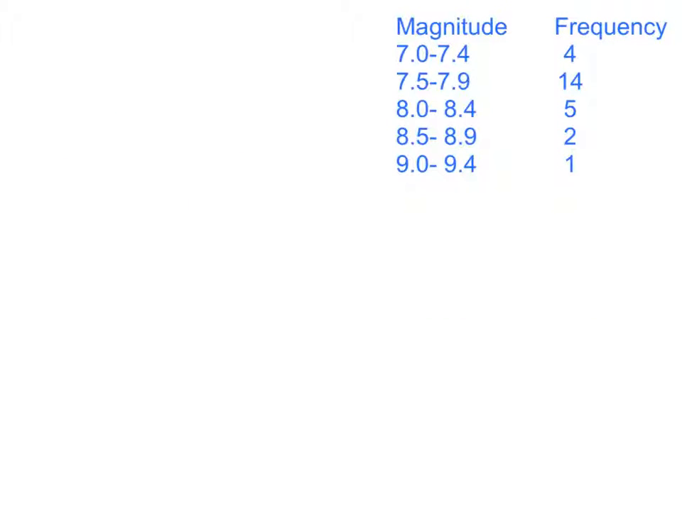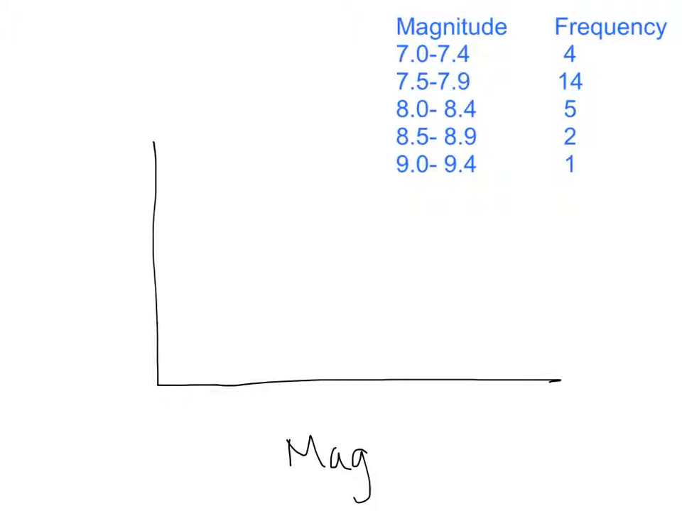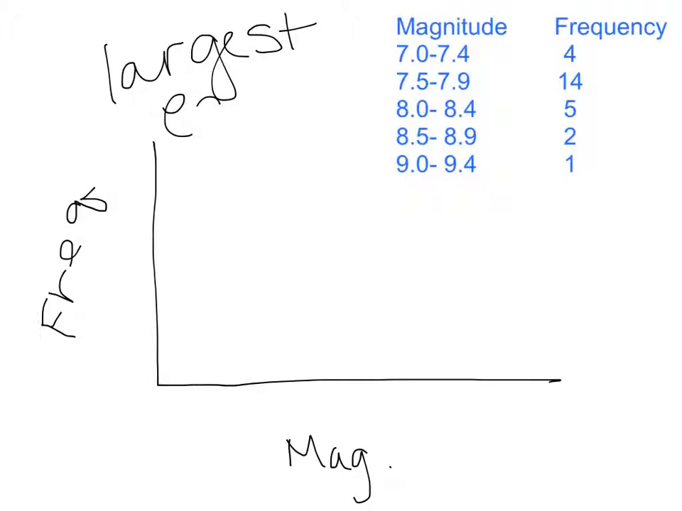So let's look at this example here. We're going to draw our axis. Across the bottom would be the magnitude, and across the side would be the frequency. And we would title this Largest Earthquakes. So as you can see, there's kind of a range of numbers here for the magnitude versus just regular numbers. So at the bottom, we need to include that range.